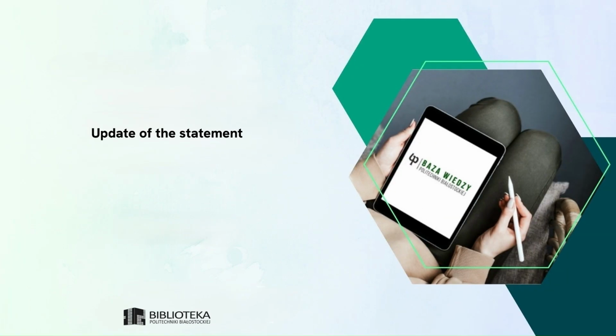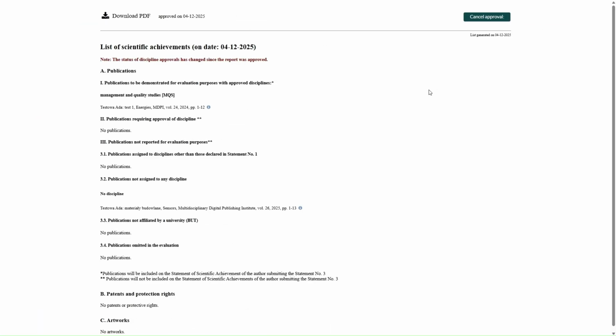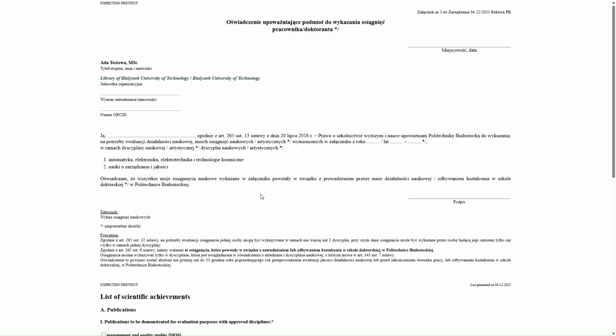Update of the statement. If a message appears in the author's statement: "Note, the status of discipline approvals has changed since the report was approved," and in the second point there are no publications requiring approval of the discipline, it is enough to cancel the statement and approve it again.